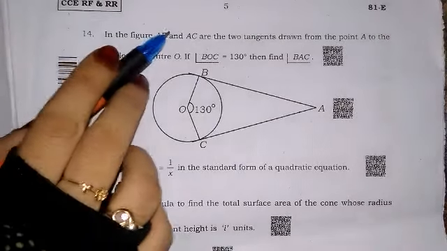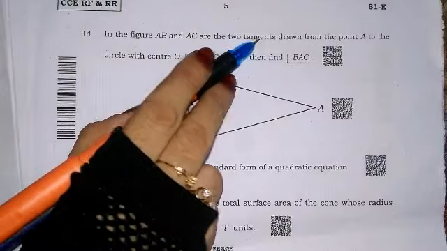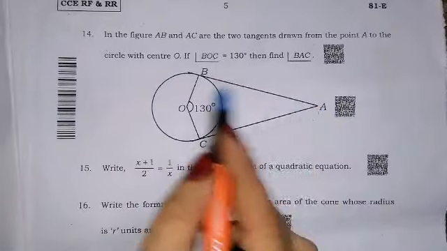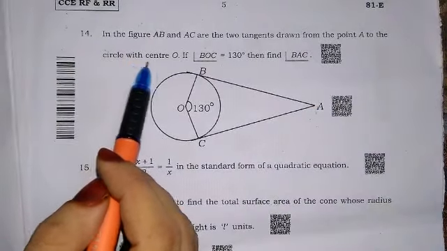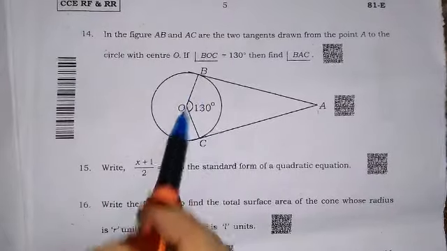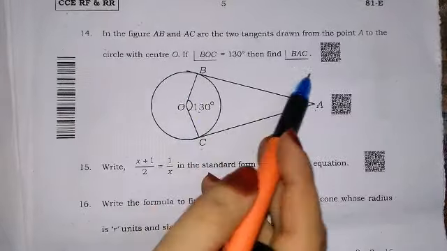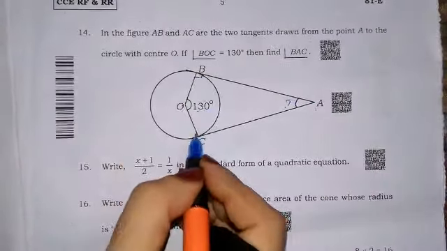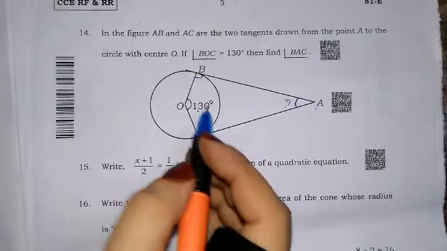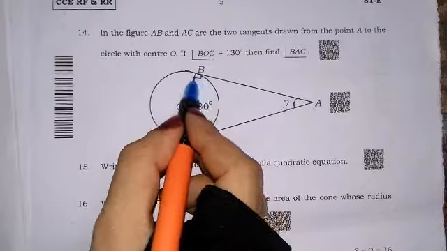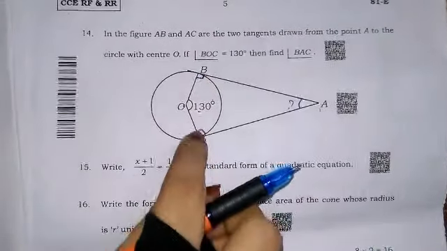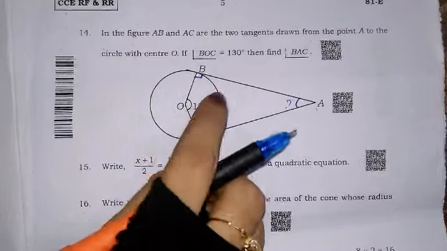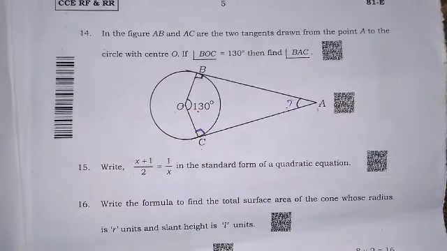In the figure, AB and AC are the two tangents drawn from point A to a circle with center O. If angle BOC is 130 degree, then find angle BAC. This we have to find. We know this is 90 degree and this is 90 degree, because the angle between radius and tangent is always 90 degree. So 90 plus 90 is 180. 180 minus 130, if we do, we are going to get this.